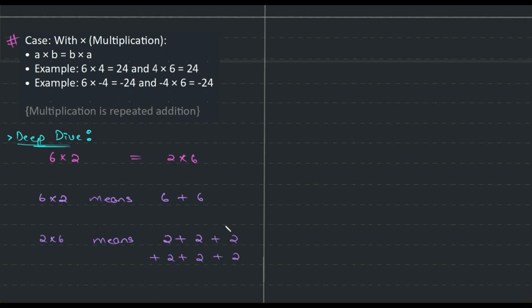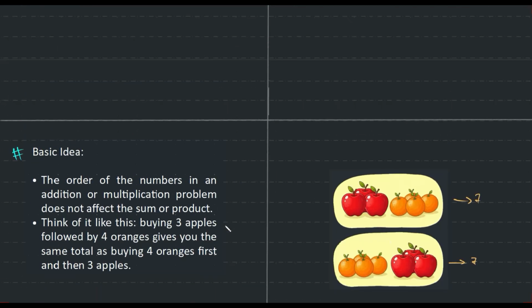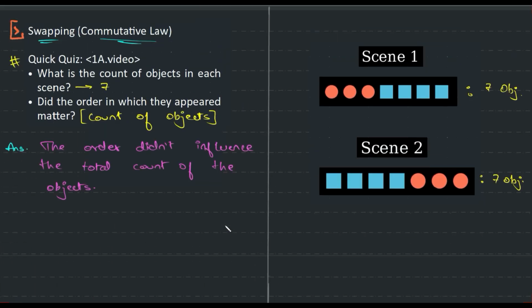Okay, so that's a very simple reason. And this is your commutative law. So commute means movement. We are moving around numbers. So here we had 3 plus 4 objects, which is the same as 4 plus 3 objects, which leads to the same count.